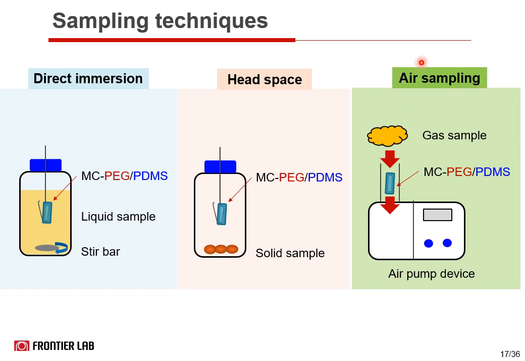For air sampling, Magic ChemSolver placed in a sample tube is set to an air pump sampling device. As the device sucks up the air, VOCs are adsorbed on the Magic ChemSolver in the sample tube.